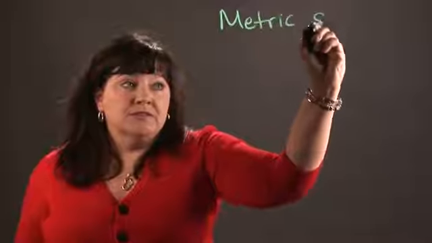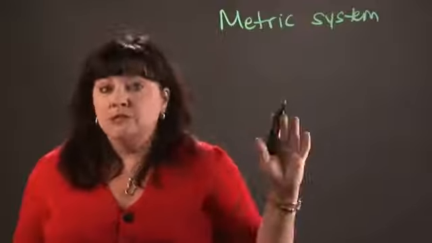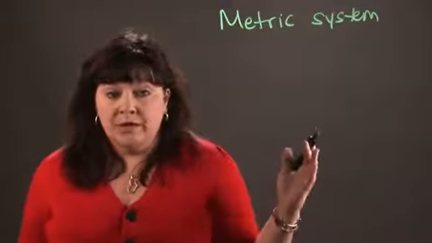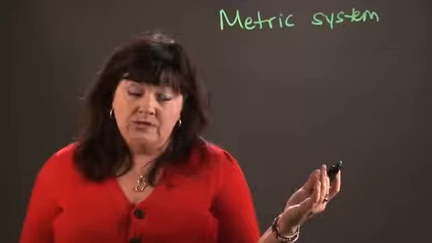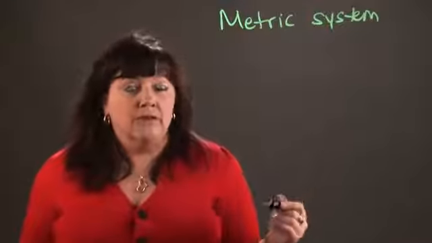Now, in the field of science, we use the metric system for measurement. And the reason for that is that we have scientists all over the world and they want to be able to communicate with each other, so they need a common language to speak in. And so the metric system is the common language of measurement when we're talking about science.